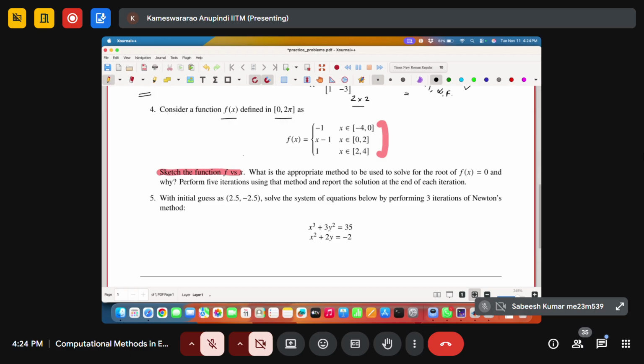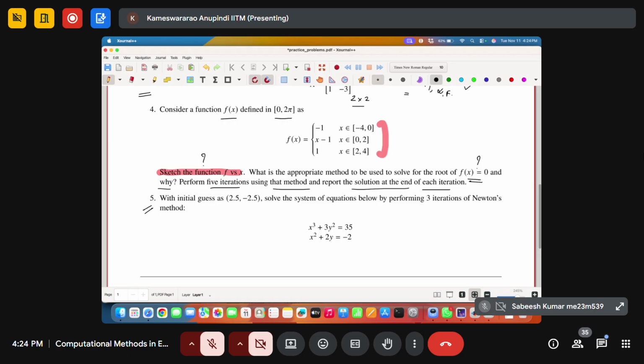Then what is the appropriate method to be used to solve for the root of the function f of x equal to 0? Out of the methods that we have learned, bisection method, Newton's method, secant method, and so on, after you sketch this you will be able to realize what is a suitable method, and why a few of these methods cannot be applied. Only a particular method can be applied. I think you'll be able to reason it out once you draw the sketch. Then perform 5 iterations using that method and report the solution at the end of each iteration. That is the fourth question.